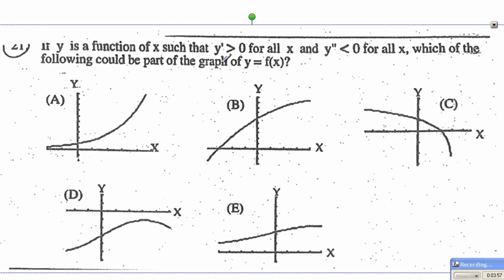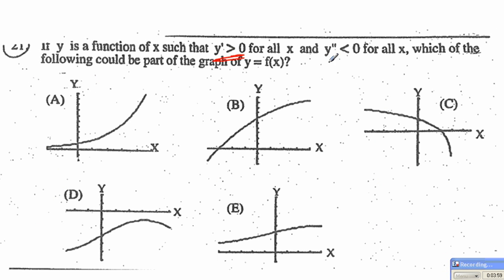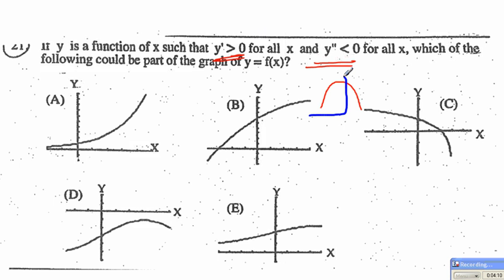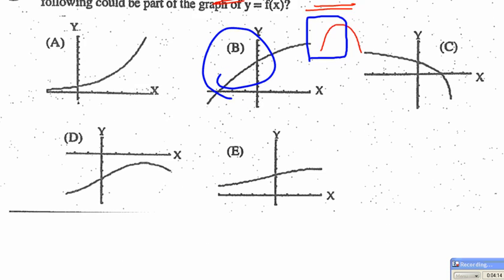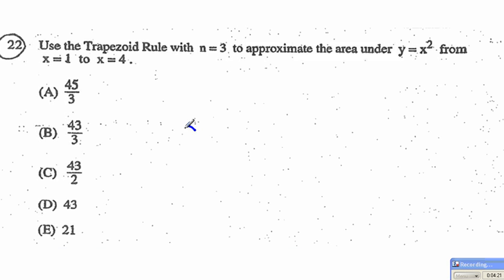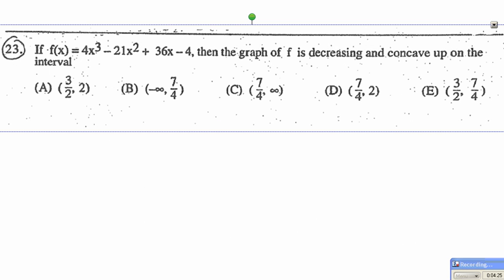Alright, let's move on. Here we have the first derivative positive and the second derivative negative, so we're going to go for the second derivative first. This means the second derivative is negative, but the first derivative has to be positive. That means we are looking at increasing sections, so we are looking at something like this. Choice B seems to be our answer. Alright, trapezoidal rule, since we didn't do this one, we get to skip this one for now. And let's move on to the one after.